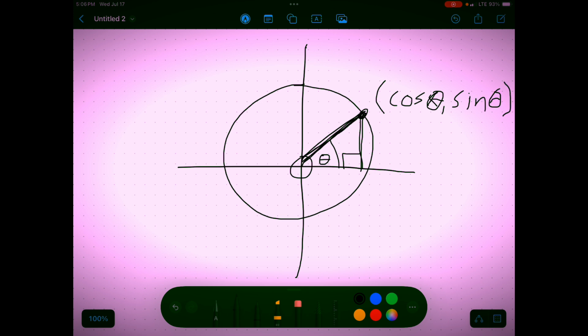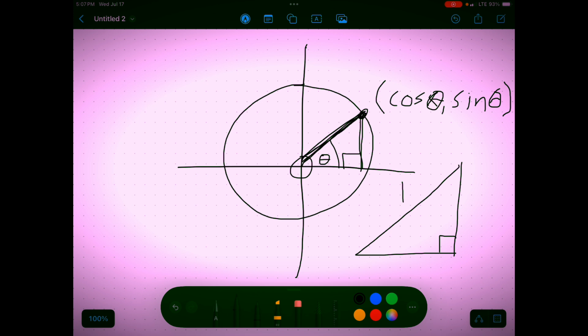And this also has something to do with polar coordinates. Anywho, so we have cosine of theta is our x value, sine of theta is our y value, and the reason is if I kind of break this triangle out, take it outside of the circle, we have the hypotenuse, which is 1. The reason it's 1 is that this is the unit circle. There's 1 unit for a radius.